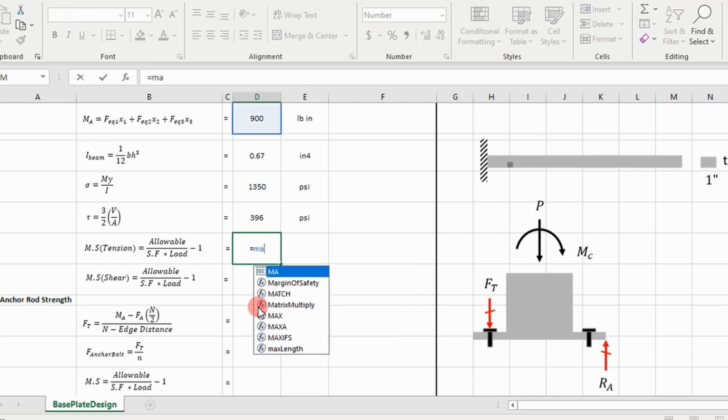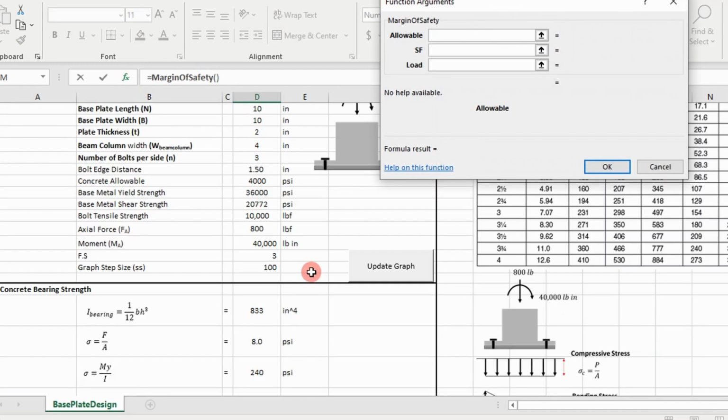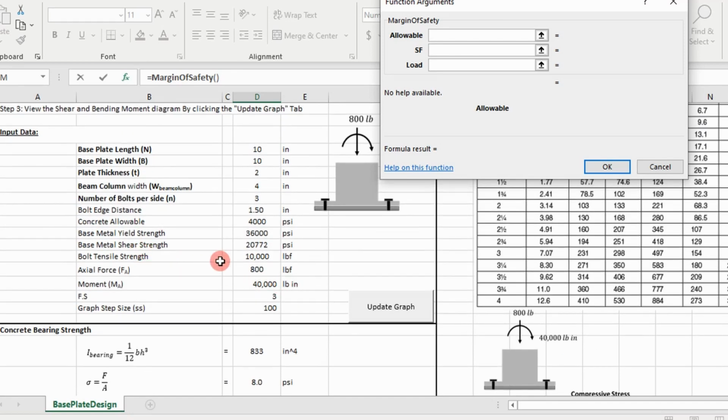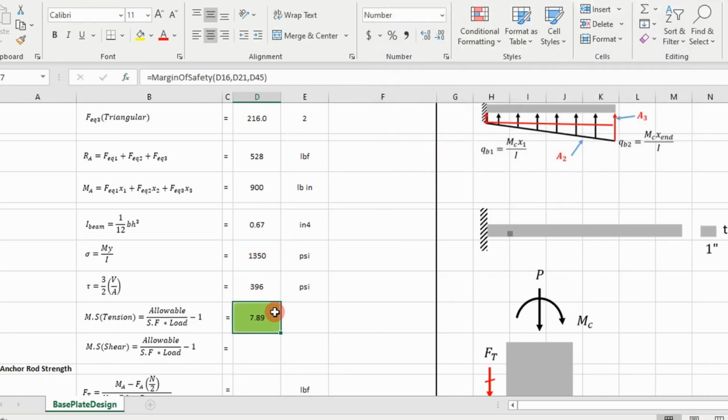So margin of safety, our allowable in this case is going to be our yield stress of the base metal. In this case, it's 36,000. Our factor of safety is going to be 3, and then our load is going to be the value we just calculated on that element. So that's our margin of safety. It's positive, which is great. Now we need to look at our shear.